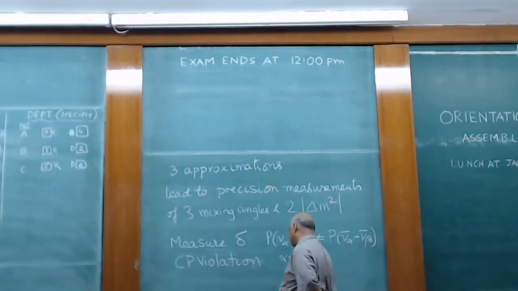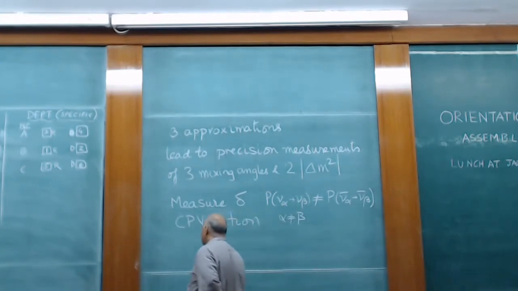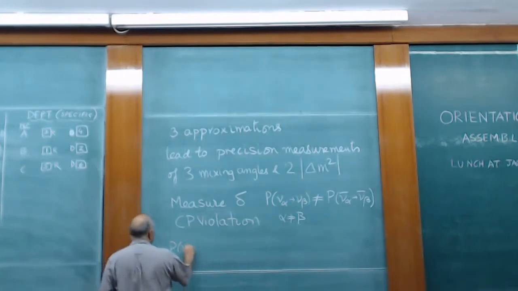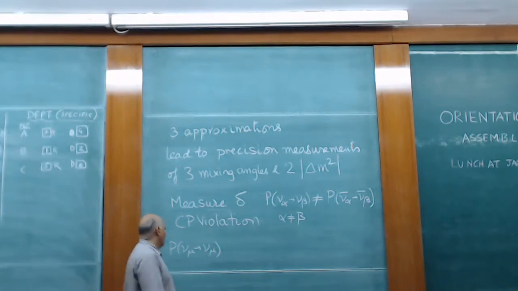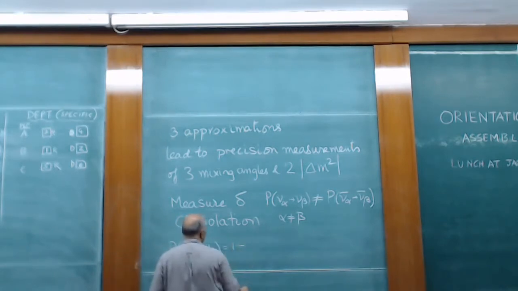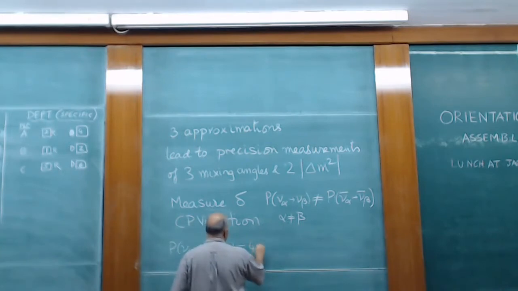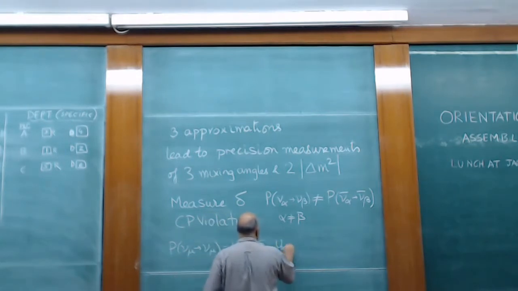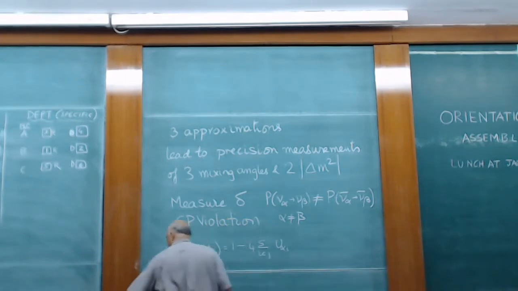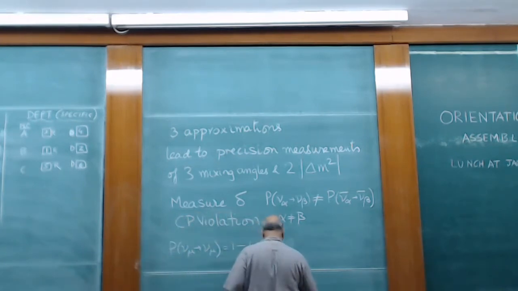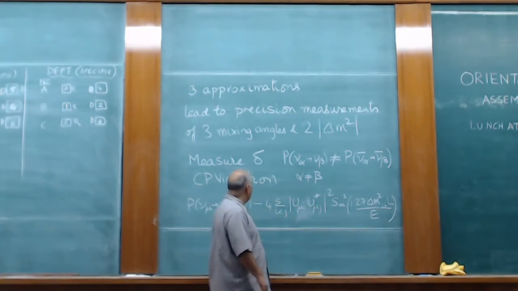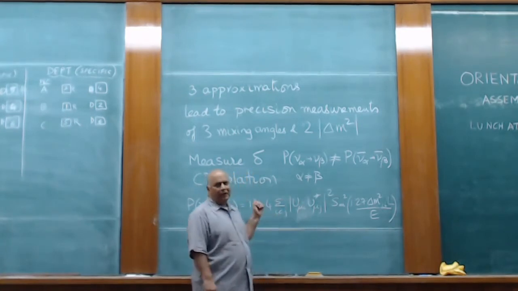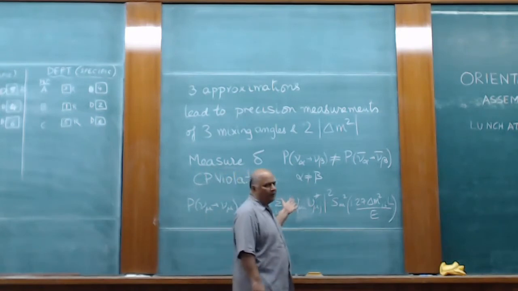Now, for example, if I write down this probability, I find that this is equal to 1 minus 4 sum over i less than j, rather, for mu. I take the general three flavor oscillation probability and I put alpha equal to mu and beta equal to mu, and you find that it reduces to this.